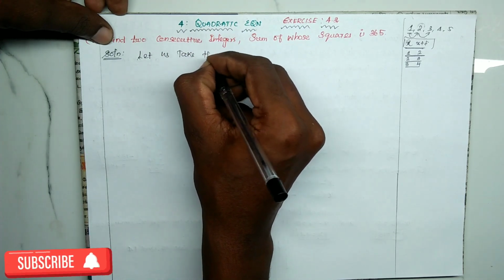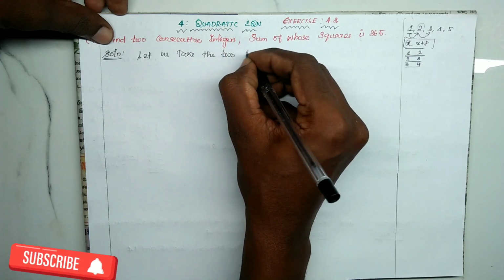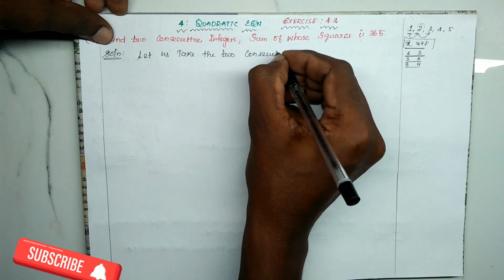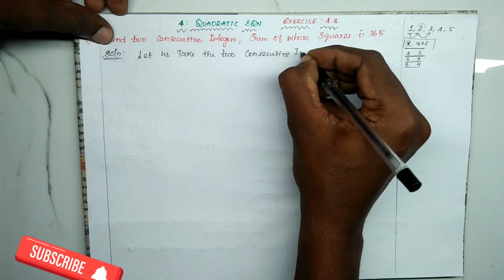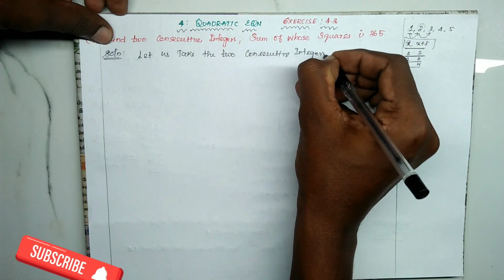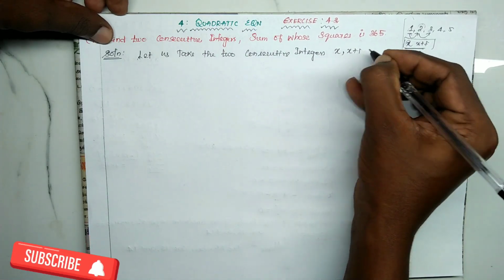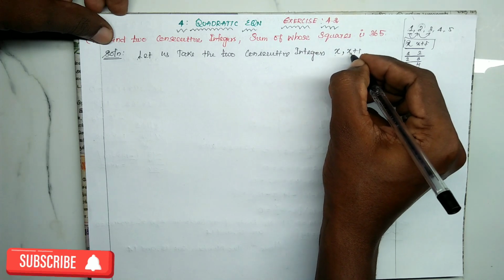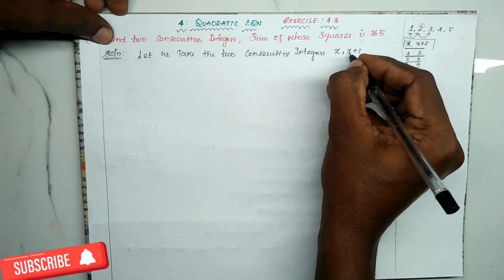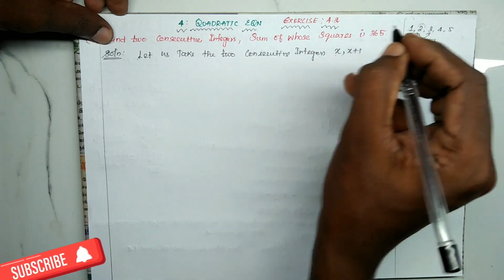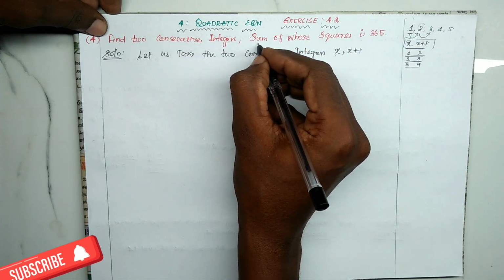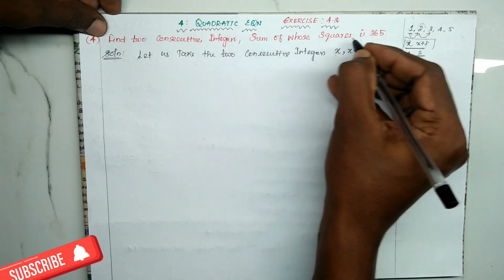Let us take the two consecutive integers. What we are taking these integers as: one is x and the next one is x plus 1. If x is 1, the next one is 1 plus 1, 2. If x is 2, 2 plus 1, the next one is 3. Right. Next they are telling that the sum of whose squares.